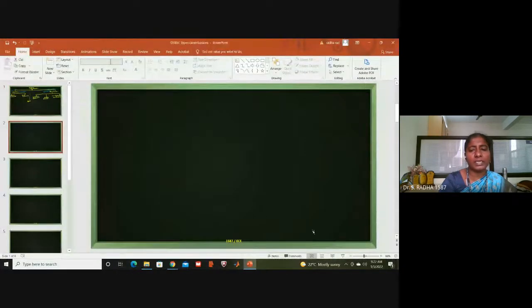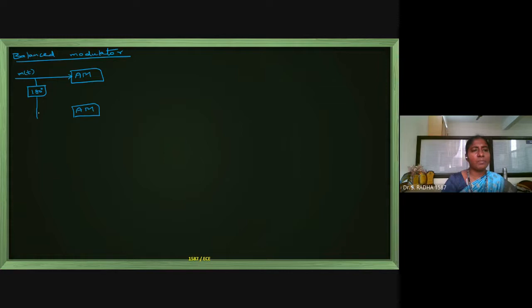Balanced modulator in DSBSC, how does the balanced modulator work? So we will have two amplitude modulators. We give the message signal M of t directly to the first amplitude modulator. For the second, we make a 180-degree phase shift, then minus M of t will be available.